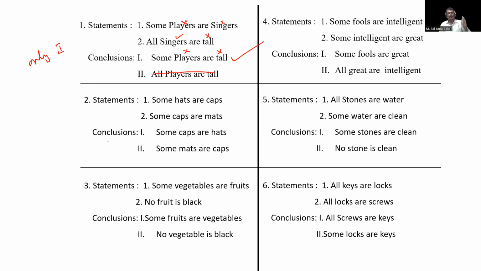Right? Go to the next one. Some hats are caps. Some caps are hats. Valid. Some caps are mats. Some mats are caps. Here valid. That's it. Both are valid immediate inferences. No need to check mediate inference. Here both are valid. So what is the answer? Both 1 and 2 are valid.